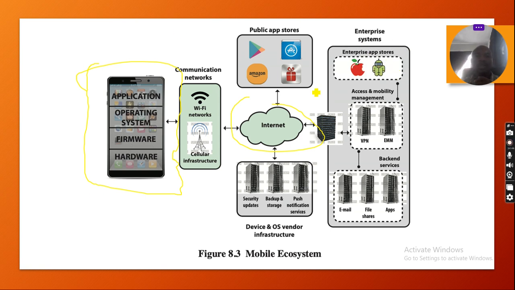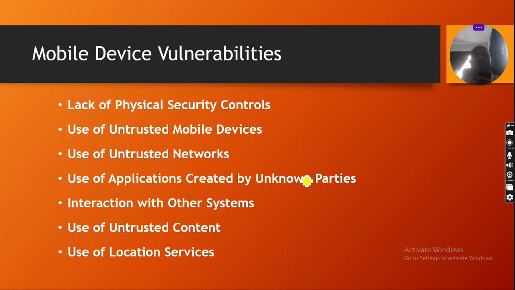Okay, so this is the mobile configuration and the whole mobile ecosystem. Now let's move on quickly. Now, mobile device vulnerability. There are a lot of vulnerabilities coming from mobile usage. Now, the lack of physical security control. Mobile devices lack physical security controls, so this creates a vulnerability for adversaries to attack your devices.